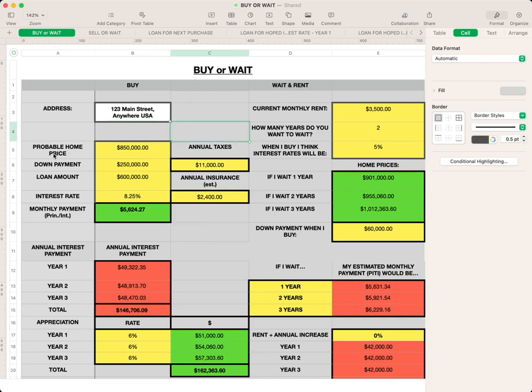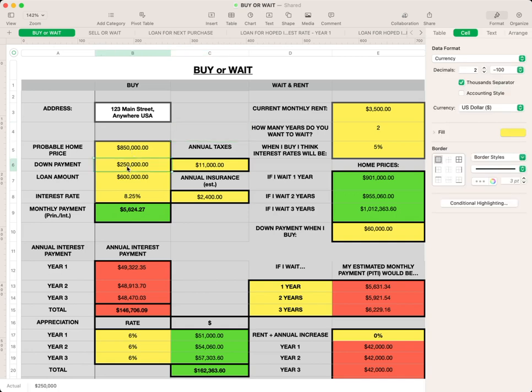So here's the example where you're going to have a probable home price. This may be actually lower or higher than what the property is currently listed at. For example, the property may be listed at 900,000. You believe you can get it for 50,000 less, or it may be listed for 800,000. You may be paying 850. So in whatever case that you think that the property is going to sell at, that's the number you want to list it here. You're going to add in your down payment amount.